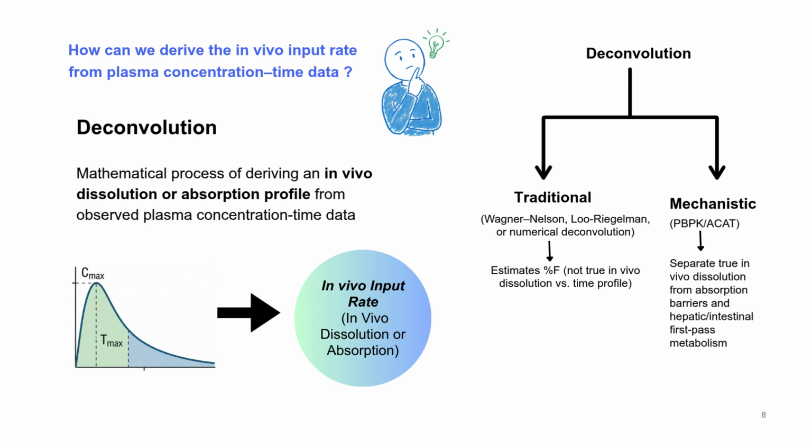Traditional IVIVC uses mathematical models such as Wagner-Nelson, Liu-Riegelmann, or numerical deconvolution to estimate overall systemic bioavailability, not the true in vivo dissolution. While mechanistic deconvolution applies PBPK-ACAT frameworks to separate true in vivo dissolution from absorption barriers and hepatic and intestinal first-pass metabolism. It addresses complex ADME behaviors beyond the capabilities of traditional deconvolution. Let's explore the traditional methods and their limitations first.